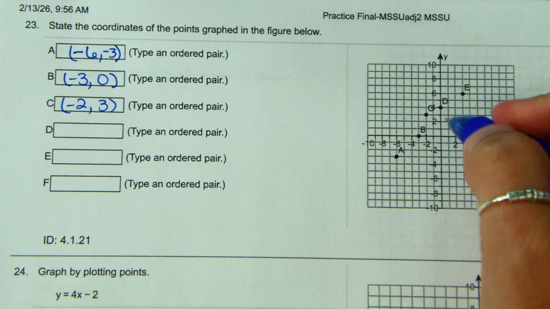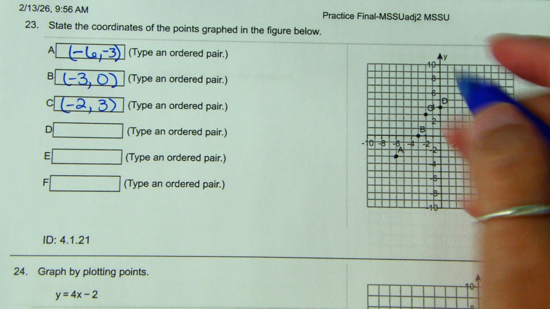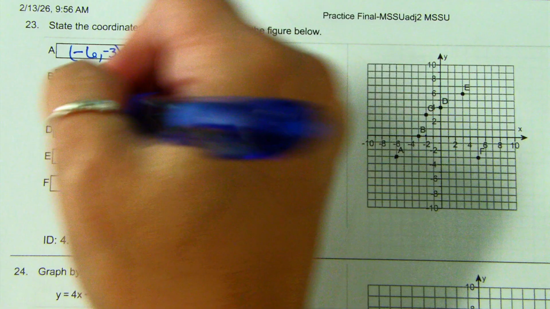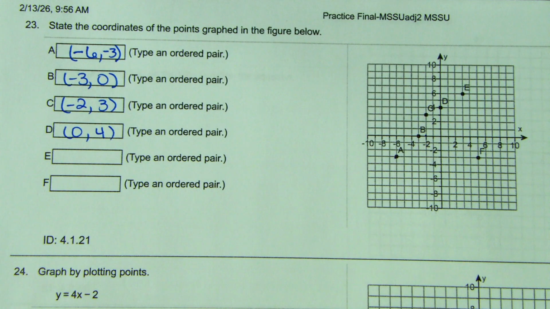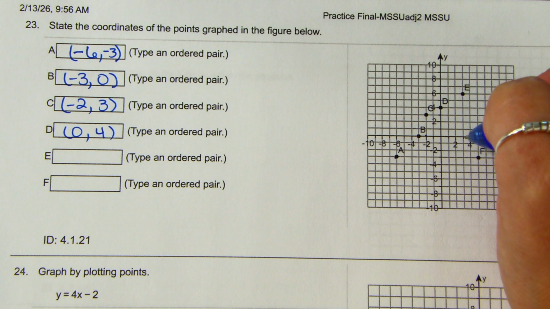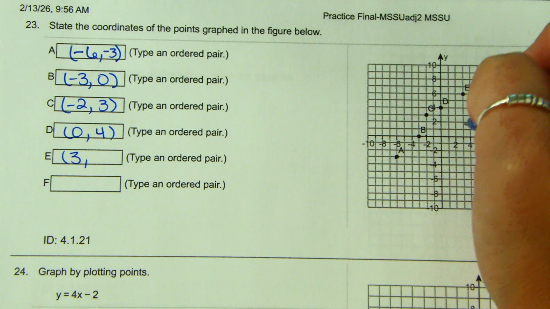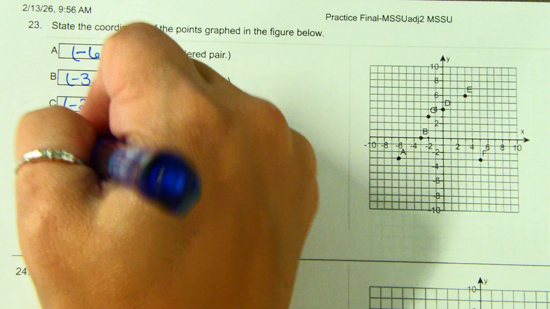D is right here. We have no horizontal movement, you'll notice. It's right there on the y-axis, so that means we have a 0 in our x component, but we go up to 4 in our y, and so we have that. Our E is over here. It is to the right 3, that's our x, that's our horizontal movement, and then we go all the way up to a vertical movement of 6.